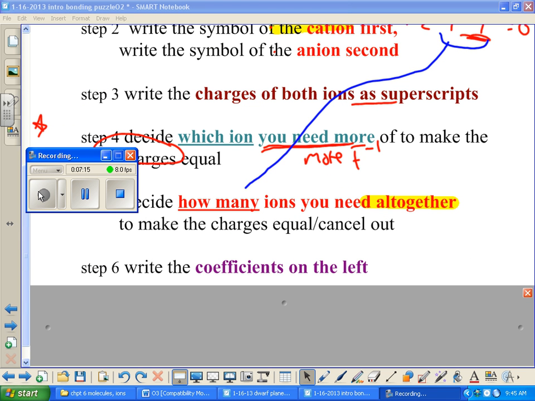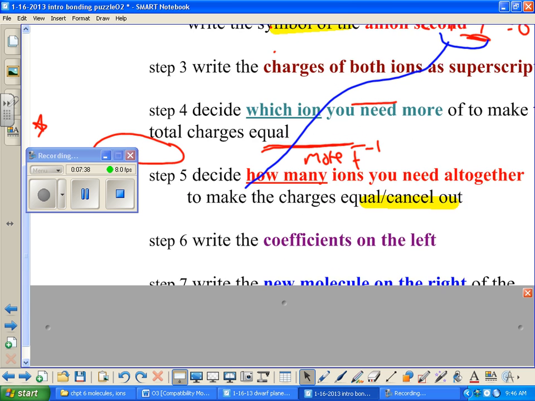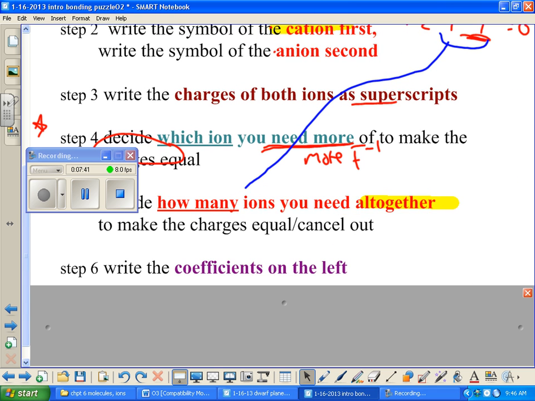Step 6. Coefficients. New word. Sorry, Candace. There's not many more steps. You've decided we need 2 of them. We need 2 F minus 1s. We need 2 anions to neutralize our 1 cation. And the new word is coefficient.